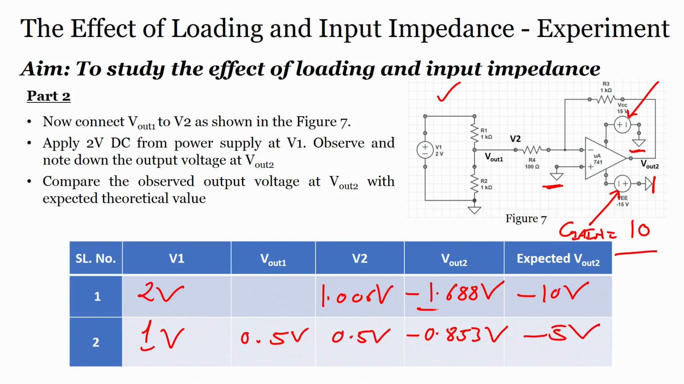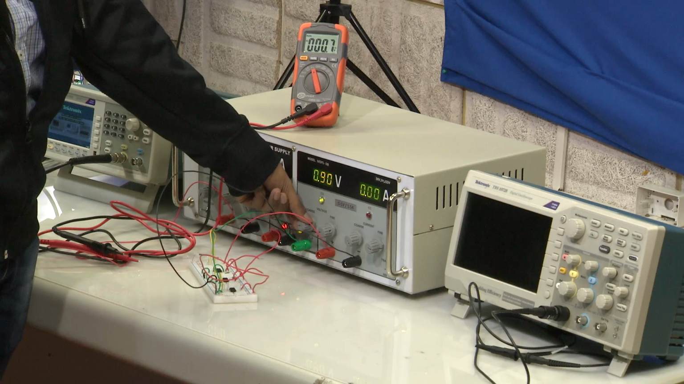My output is minus 1.688 volts, my output is minus 0.853 volts, right. Let us do one more experiment, all right. Let us apply 0.5 volts in the input. Maybe we are doing something wrong. So, I am trying one more time. Let us say 0.5 volts.